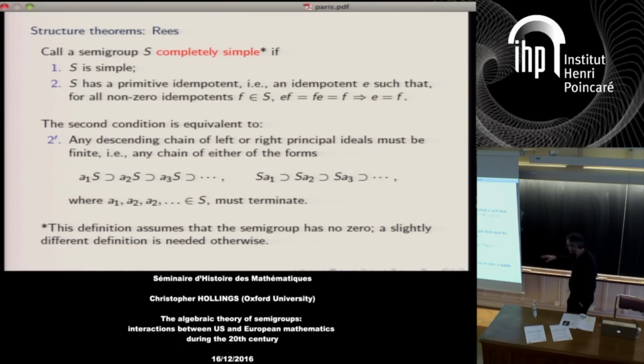And unlike Šuškevič, who, as I said, was thinking groups, Šuškevič's semigroups couldn't have zeros, but Rees's ones could, because he was coming from a ring theoretic direction, so it's sort of more natural that they could have a zero. So you need a slightly different definition where there's a zero in play, but I've left that off the slide.